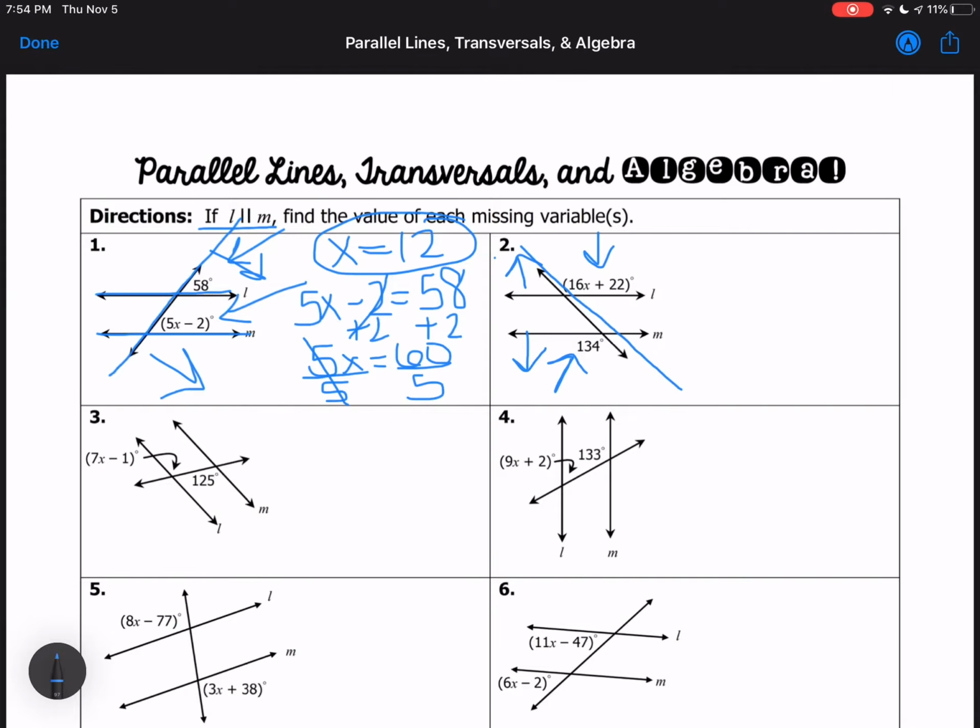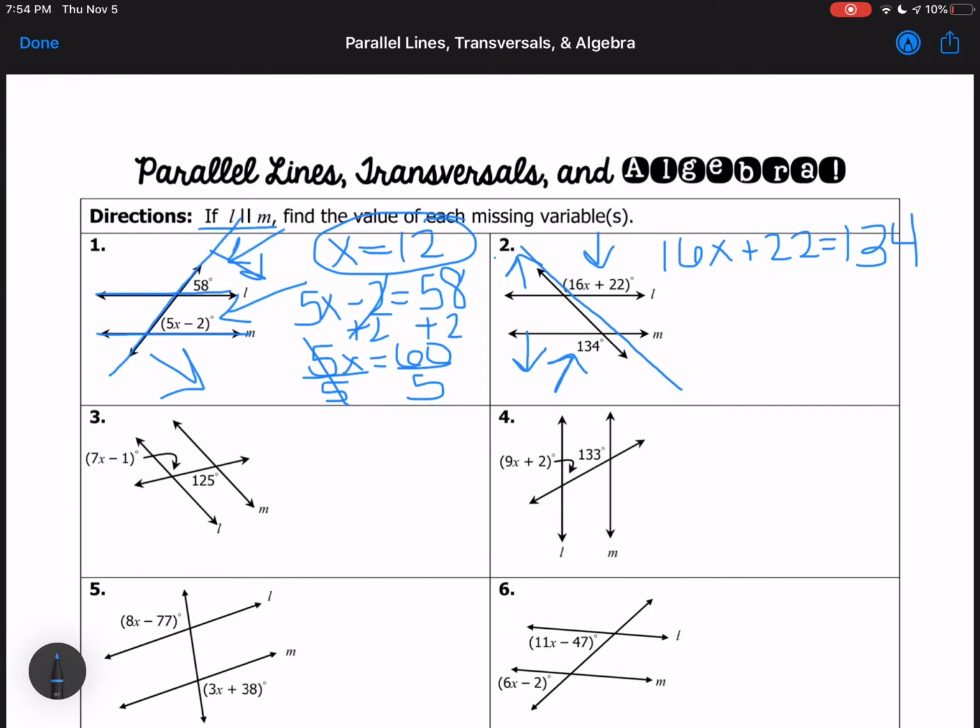Opposite sides, non-adjacent exterior, are going to be alternate exterior angles. And we know alternate exterior angles are going to be congruent when they lie on parallel lines. So if these two are going to be congruent, I'm going to set them equal. So 16x plus 22 equals 134.